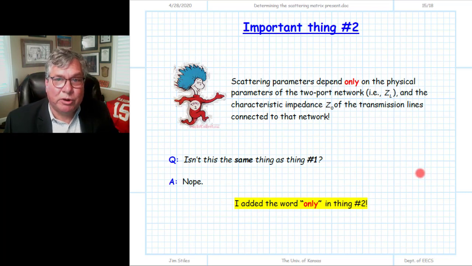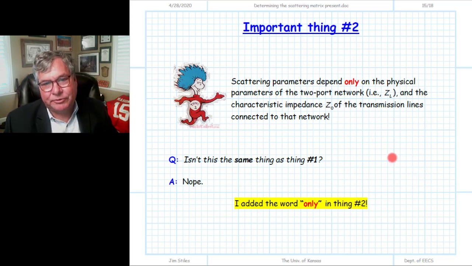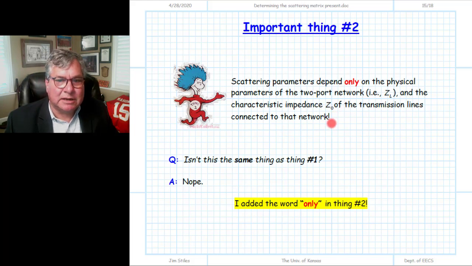I said there were two important things to remember about scattering parameters. This is the second. Scattering parameters depend only on the physical parameters of the two-port network and the characteristic impedance of the transmission lines connected to it. Now, this sounds very similar to thing number one. The only difference here is the word only.